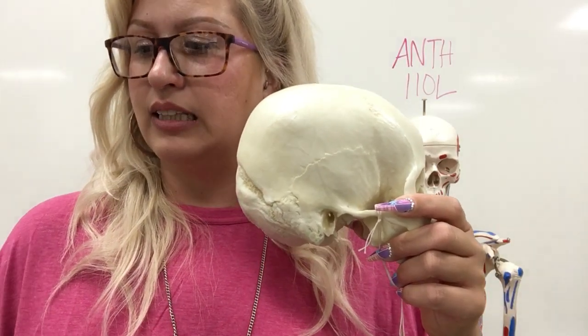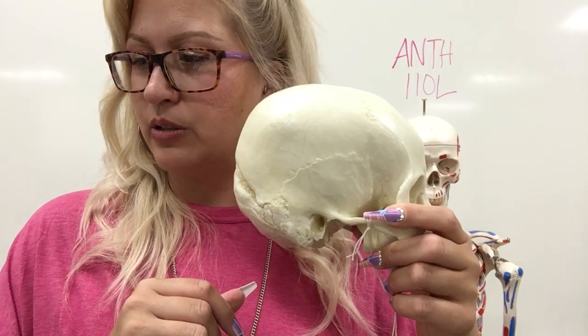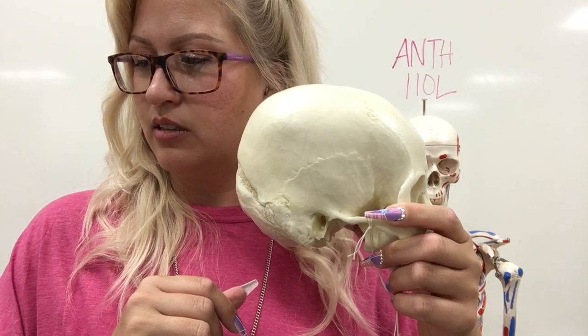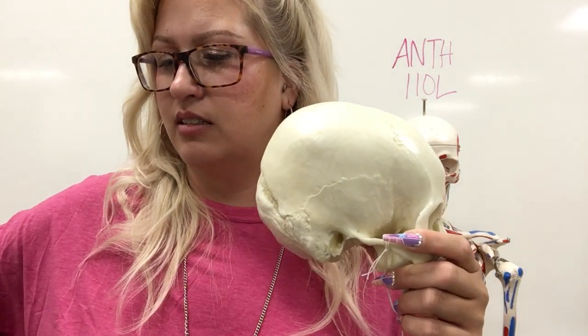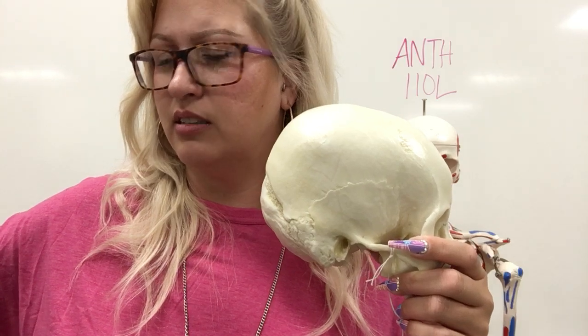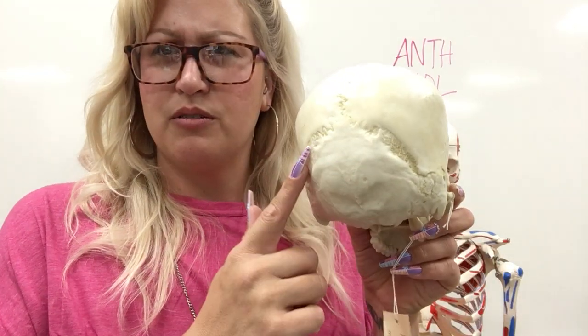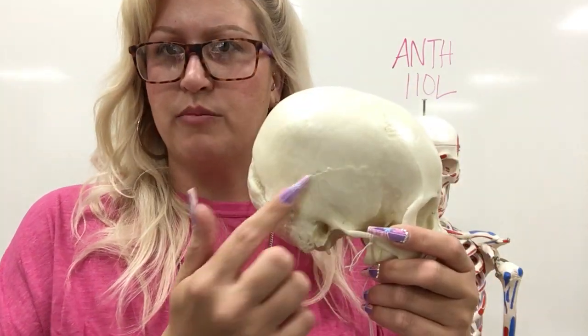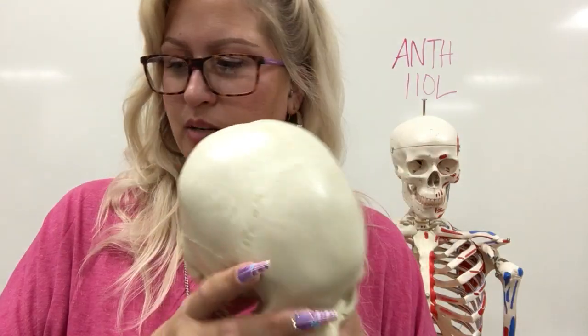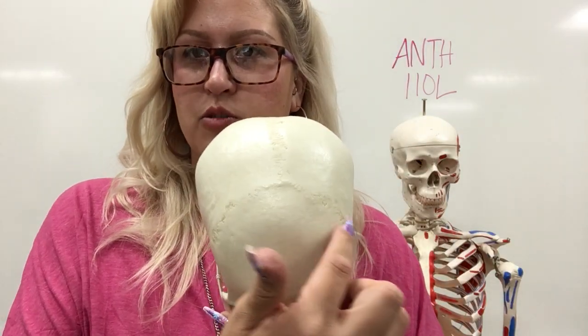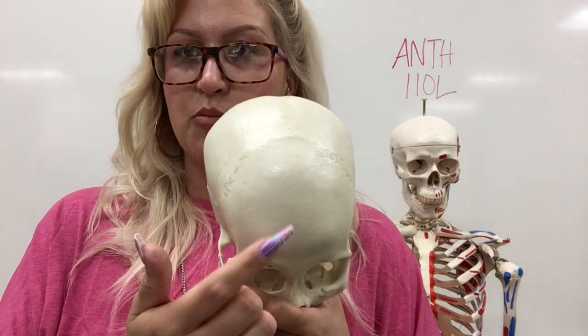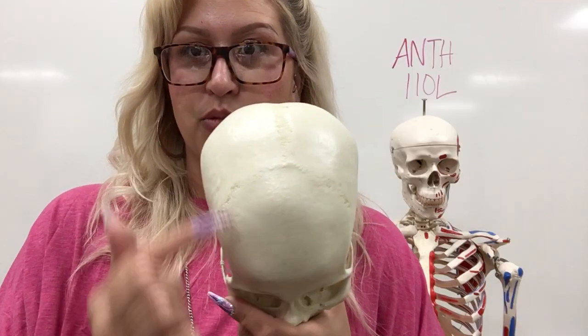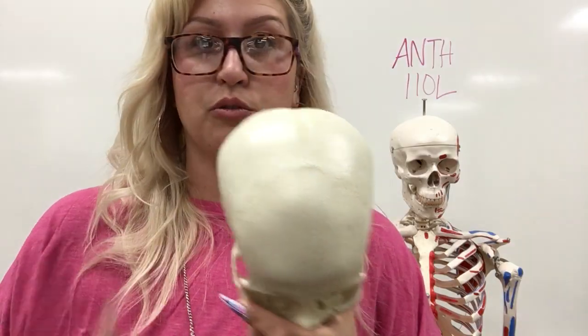Did I skip a slide? That's weird, I guess not. The lambdoid suture, wait, hold on. Did I say that one already? I'm sorry. Lambdoid suture, squamous, coronal, I'm sorry, I'm all confused. Coronal is this one right here. So coronal is separating the frontal from either parietal, so the coronal suture.